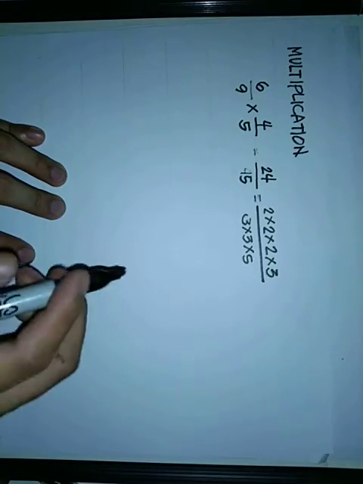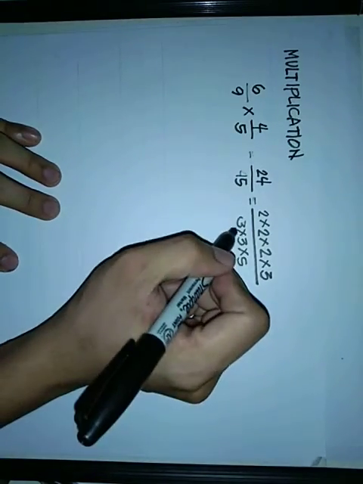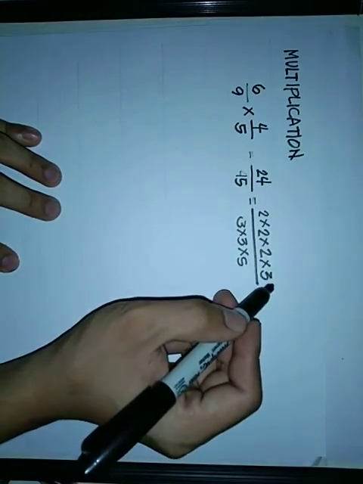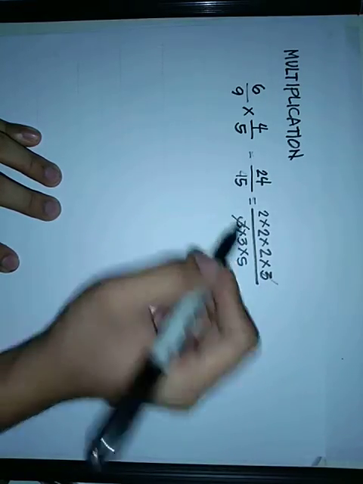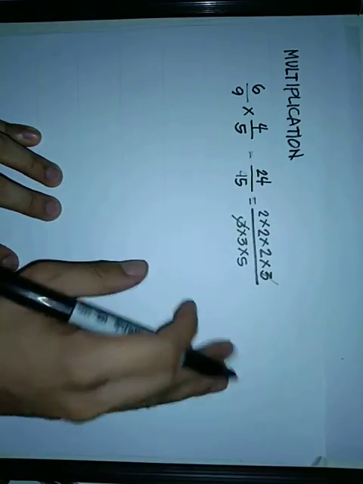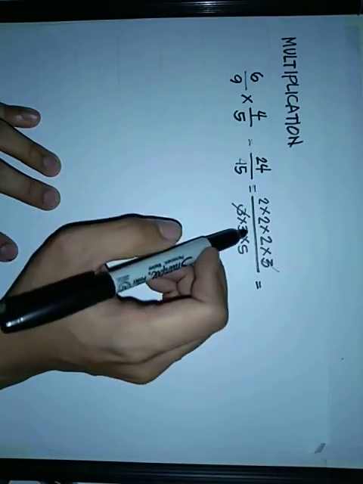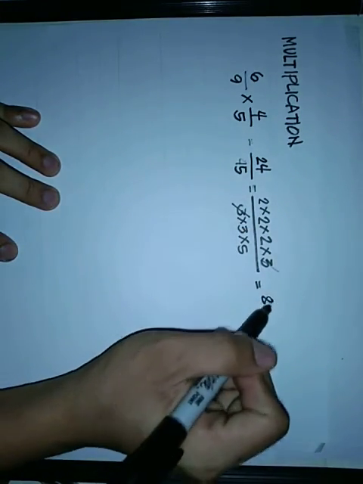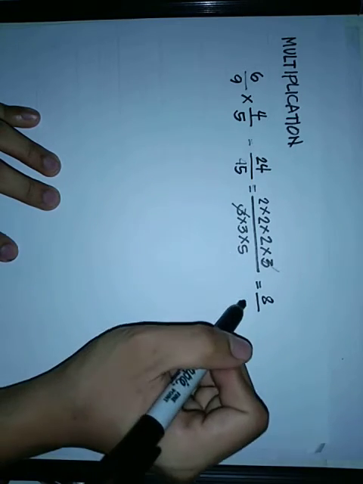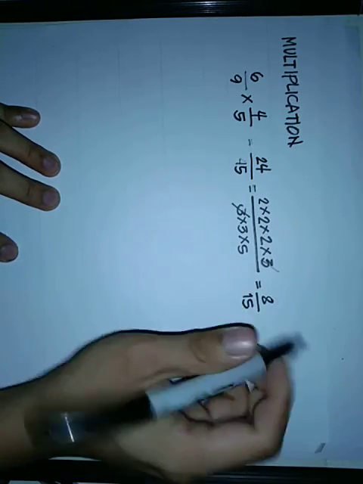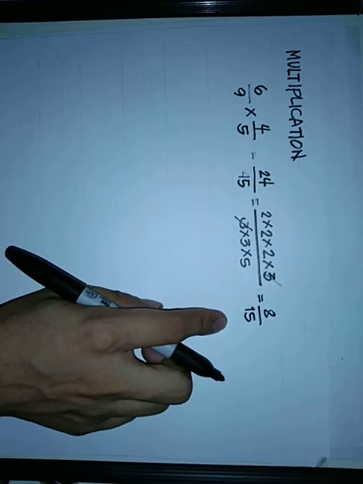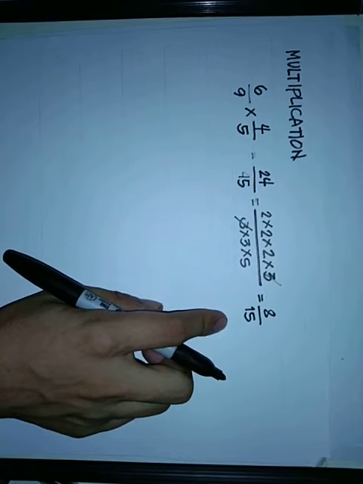So next thing to do is to cancel out yung common sa taas and then sa baba. So may 3 tayo dito and may 3 tayo sa baba. So yun lang naman yung pwede nating makancel. And then we will have 2 times 2 times 2, that is 8, all over 3 times 5 is 15. So 8/15 is our final answer.